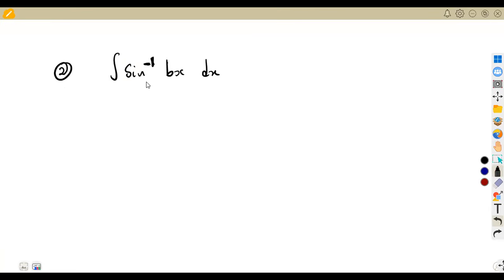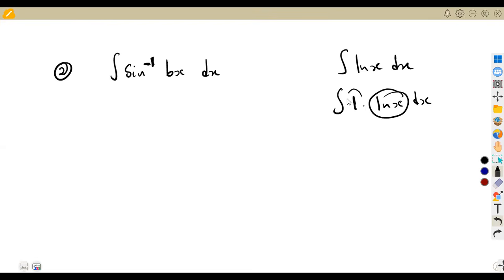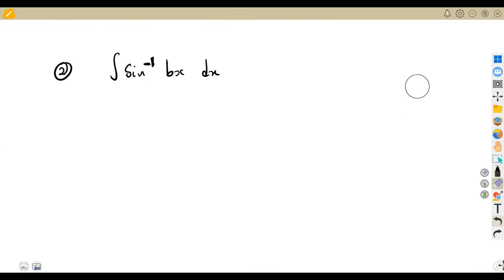Just like what we saw in N5, we were told to integrate ln x with respect to x. And what did we do? We said this can be written as the product of 1 times ln x with respect to x, so that this becomes our f of x, and the remaining part is our g prime dx. This is the same situation, because we can differentiate this, it's easier for us. But to integrate, it's difficult. So we are going to write it as the integral of 1 times arcsin bx with respect to x.